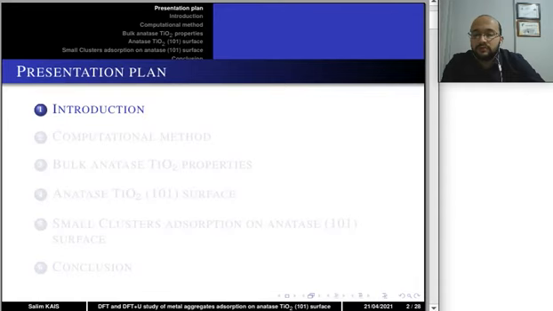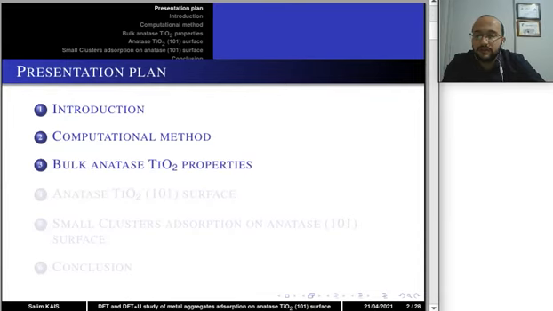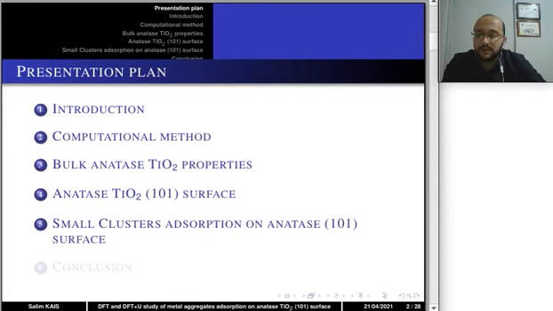The presentation plan is as follows. I will start with an introduction. I will then chain with the description of the computational method used. Then I connect directly with the presentation of our results, which are divided in two major parts. The first is the study of structural and electronic properties of bulk and clean 101 surface. The second relates to the adsorption of metal small aggregates on anatase 101 surface. Finally, I will end with a conclusion.